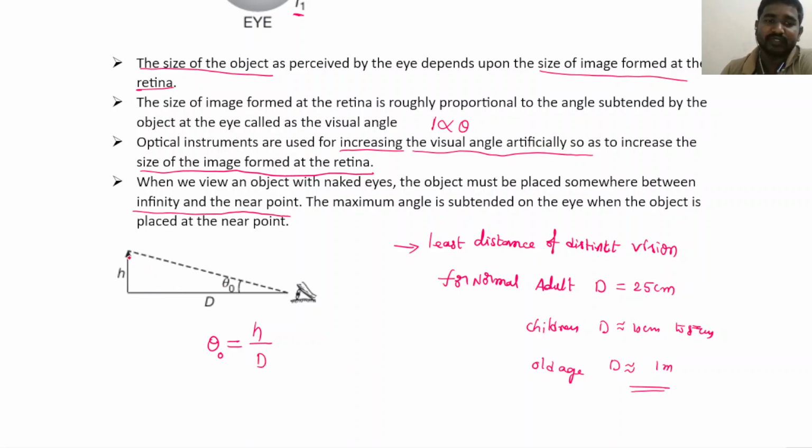Just use this triangle and apply tan theta. Why? Because theta naught is very small, small h compared with capital D is very small. Therefore, directly you can apply the principle tan theta equals theta. Therefore, theta naught equals the height of the object divided by the least distance of distinct vision for the normal person. So it is the maximum angle to see the image comfortably by the eye.